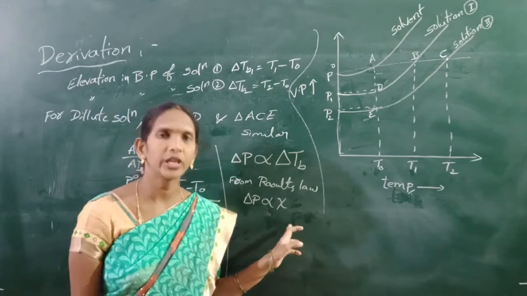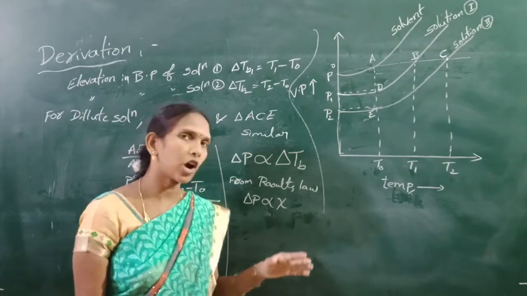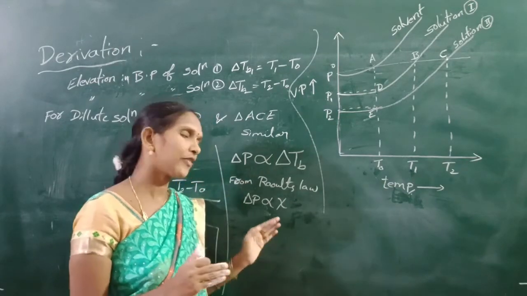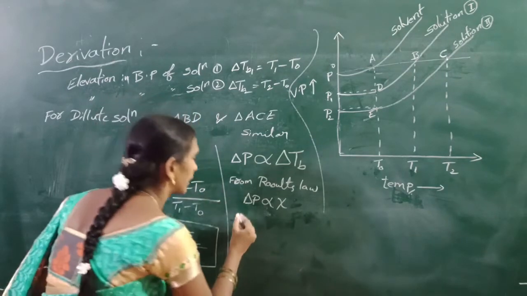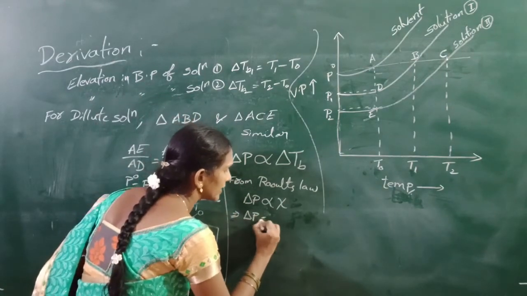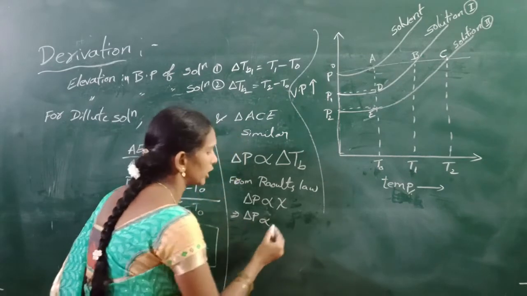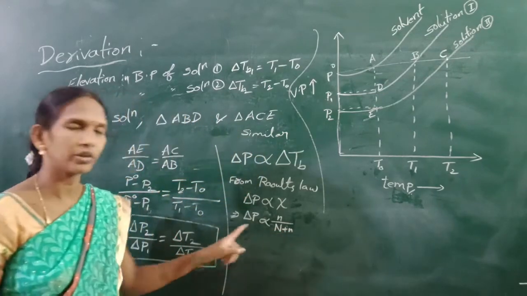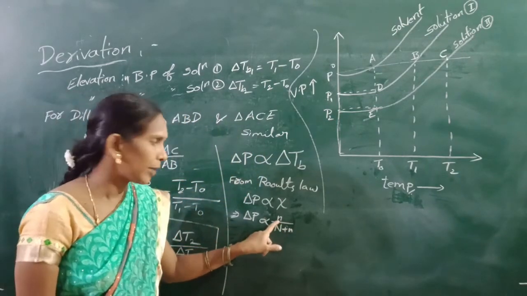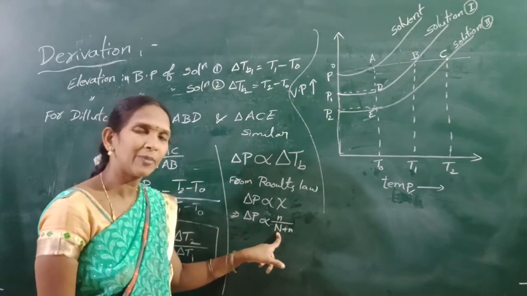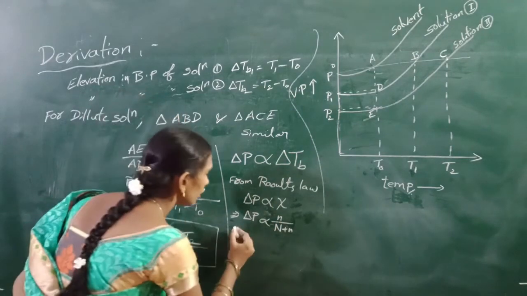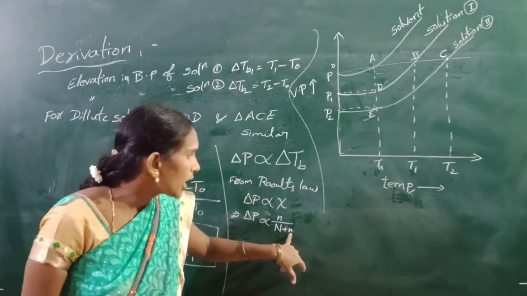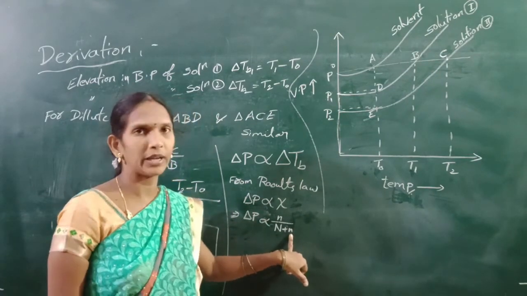What is mole fraction? Mole fraction of the solution is equal to the number of moles of solute or solvent by total number of moles of solute plus solvent. That means delta P is directly proportional to small n by capital N plus small n. Small n means number of moles of solute, capital N means number of moles of solvent. For dilute solutions, small n can be neglected in the denominator.